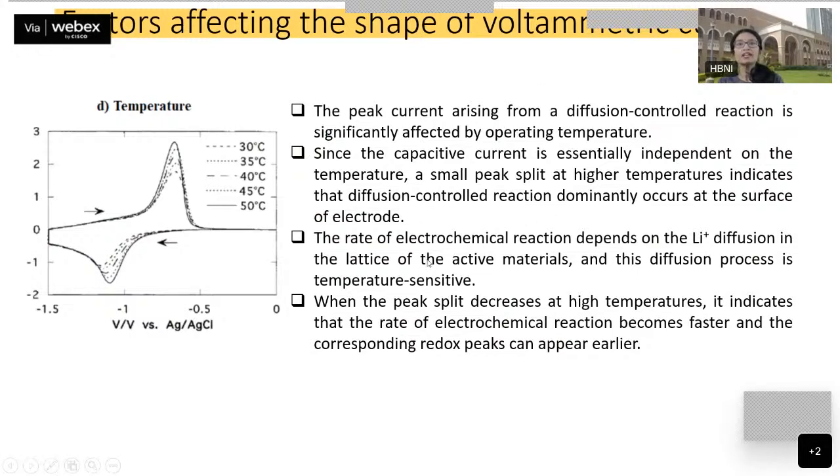So the rate of this electrochemical reaction depends on lithium-ion diffusion in the lattice of the active materials. And this diffusion process is basically temperature sensitive. So when the peak split decreases at high temperature, it indicates that the rate of the electrochemical reaction becomes faster and the corresponding redox peaks can appear earlier. As you see over here, when you're moving from 30 to 50 degrees centigrade, the difference in peak position decreases. So that means it's the diffusion process.